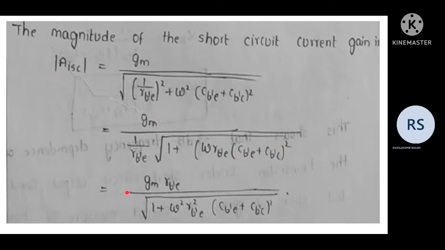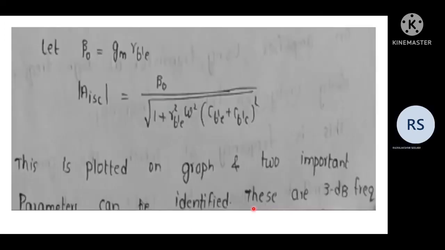So this one equals gm r_b'e by root of 1 plus omega square r square b'e (C_b'e plus C_b'c) whole square. Let beta naught equal gm into r_b'e, so mod A_isc equals beta naught by root of 1 plus r square b'e omega square (C_b'e plus C_b'c) whole square. So this is plotted on the graph, and two important parameters can be identified.